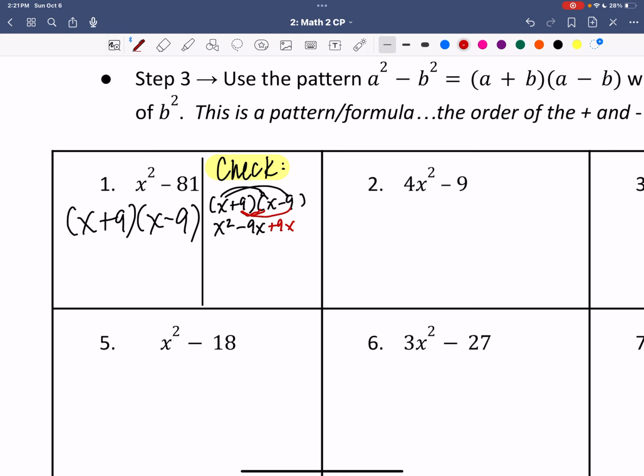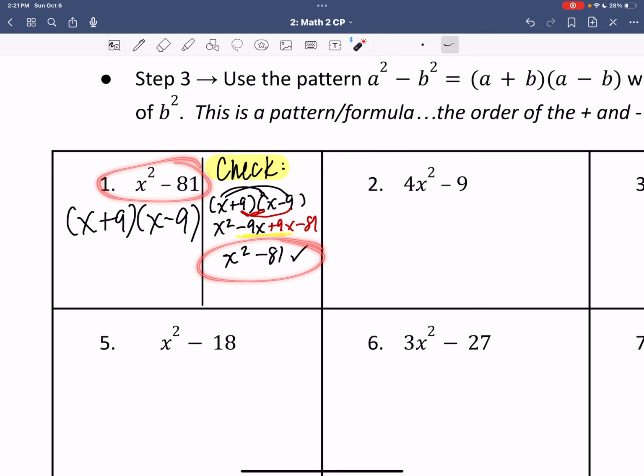And then distribute here. All right, so now when you notice, these two terms will cancel each other out. They become 0. And so you get x squared minus 81, which is what we started with. So you know you did it correctly. All right, you don't have to check all your answers, but if you're not sure, it's always best to check.